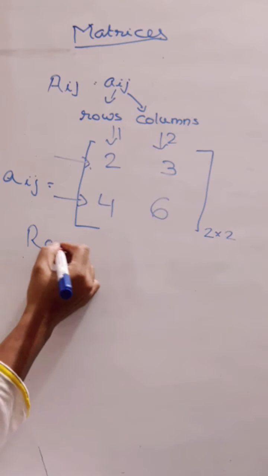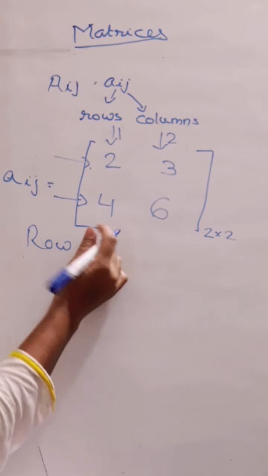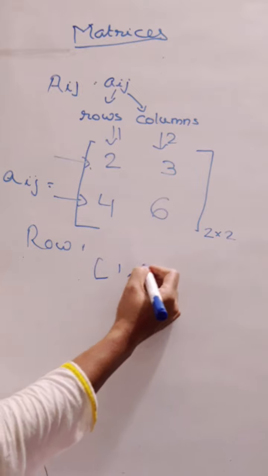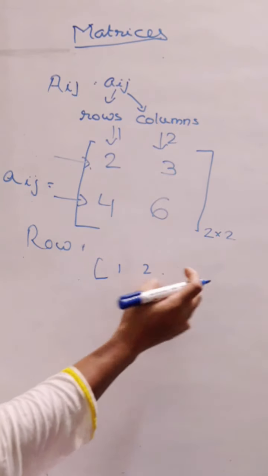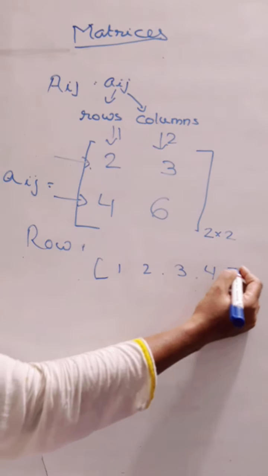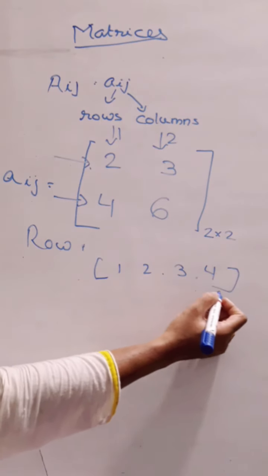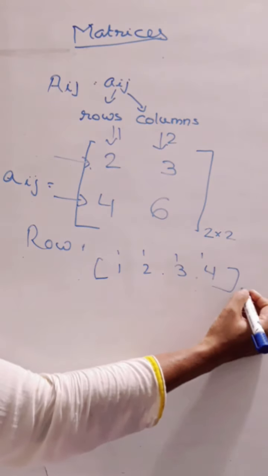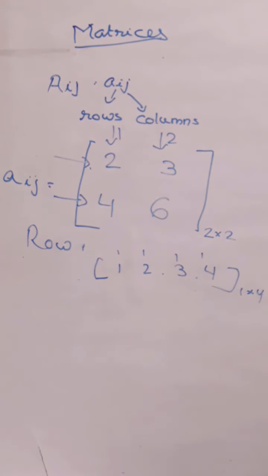First is your row matrix. In a row matrix we have only one row. So 1, 2, the numbers like this way. We can have any number. Now here we have one row and 1, 2, 3, 4 columns. So I can write it as 1 by 4.